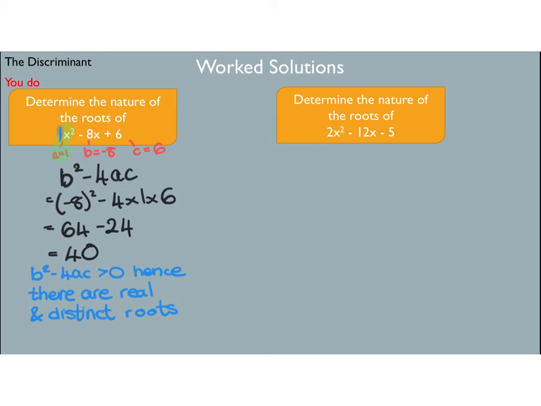b squared minus 4ac is bigger than 0, hence there are real and distinct roots. So 2 things to get into the sentence. You need to have this bit in, your b squared minus 4ac is bigger than 0, and you also need to have this bit here with the real and distinct roots. Make sure you get those phrases right.